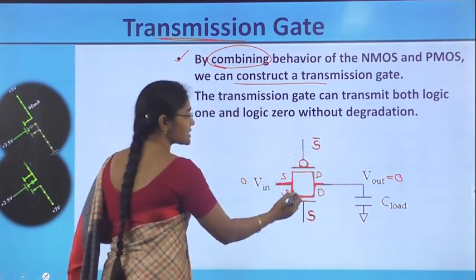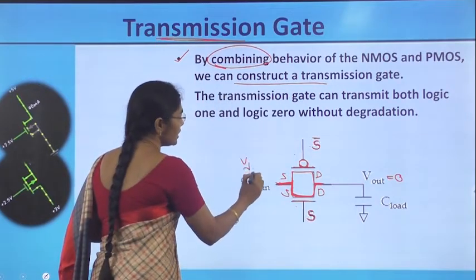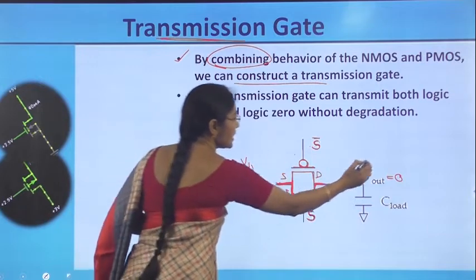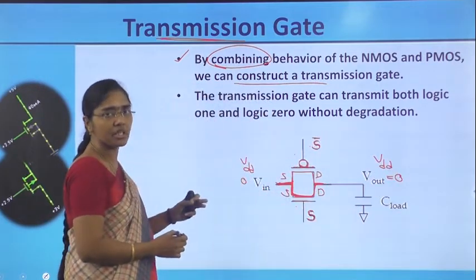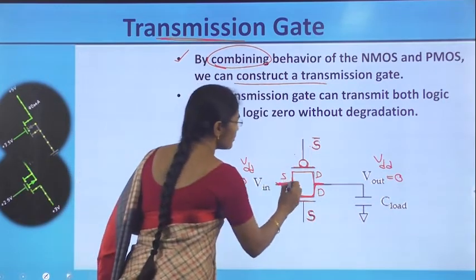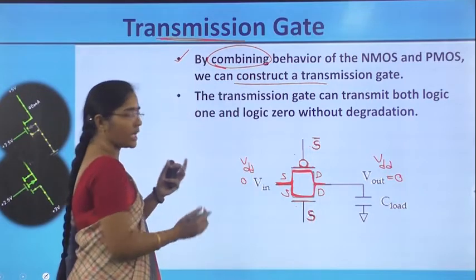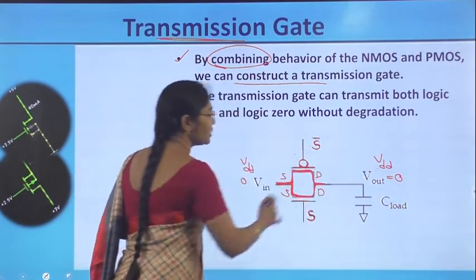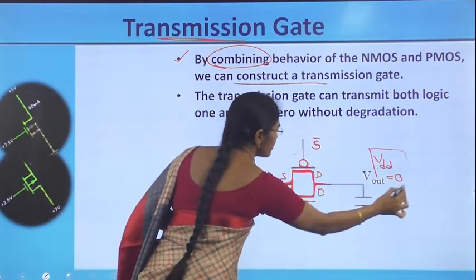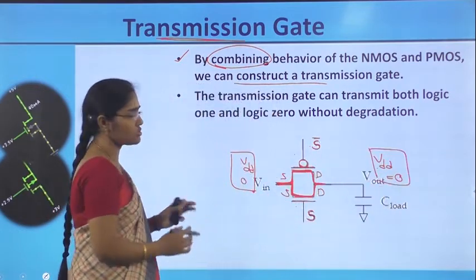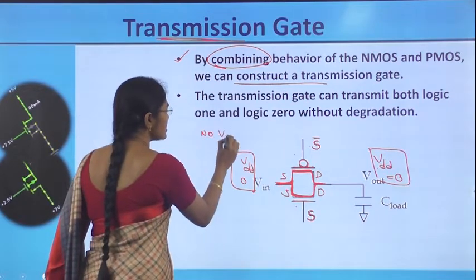So 0 is passed strongly by the nmos. When the input is VDD, it is passed as VDD only, not VDD minus VTN, which is a problem in the nmos, because here the pmos transistor is switched on and it passes a strong value to the other side. So for the input of 0 and VDD, the output also has 0 and VDD. So there is no voltage loss.